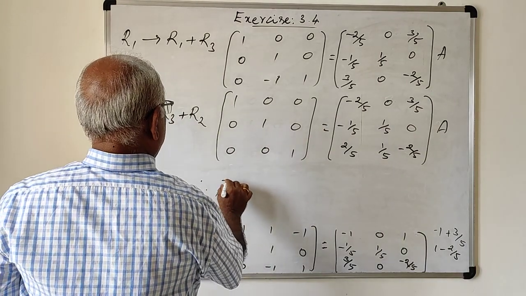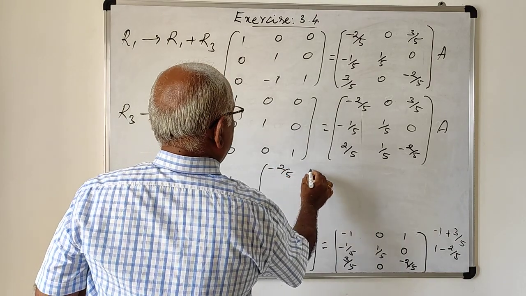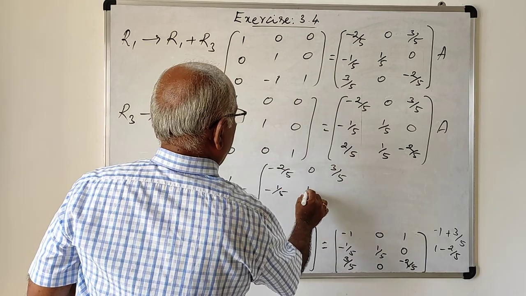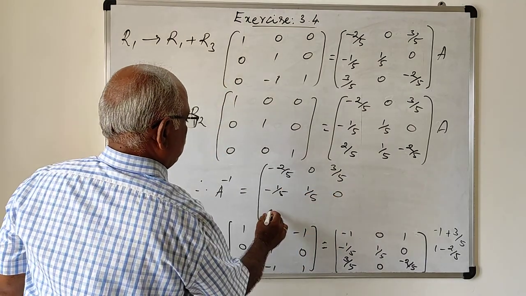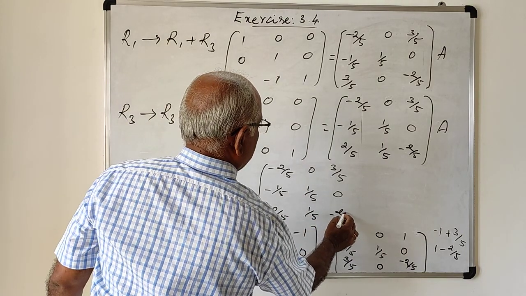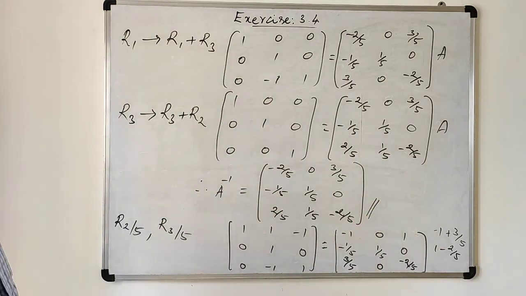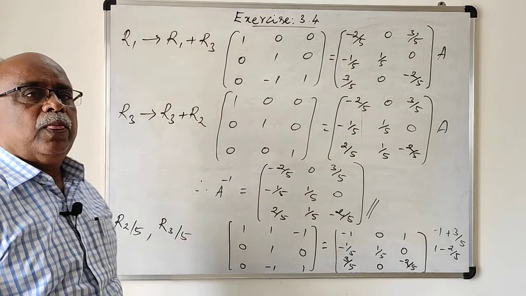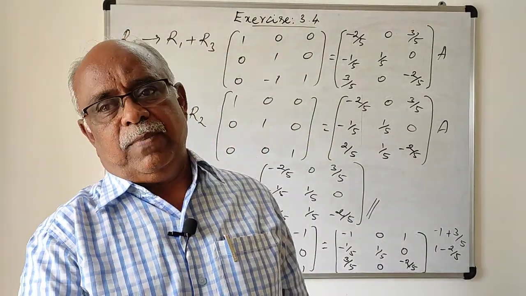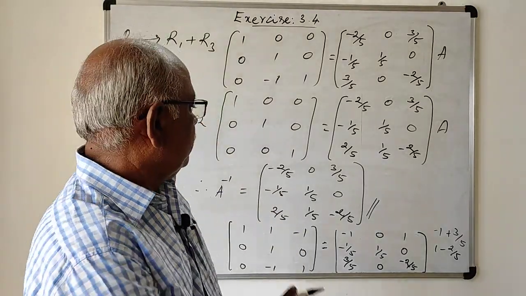Therefore, the required A inverse is equal to minus 2 by 5, 0, 3 by 5, minus 1 by 5, 1 by 5, 0, 2 by 5, 1 by 5, minus 2 by 5. This is your answer, A inverse. That's all for the problem. So this is finding the inverse of a 3 by 3 matrix by using elementary operations.